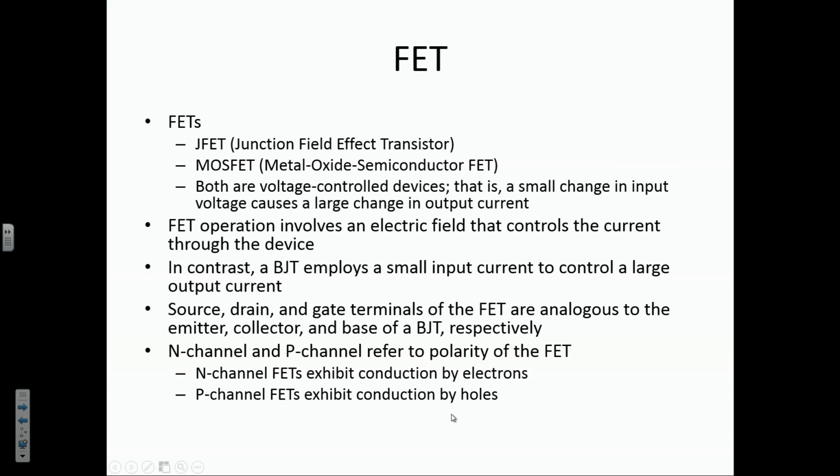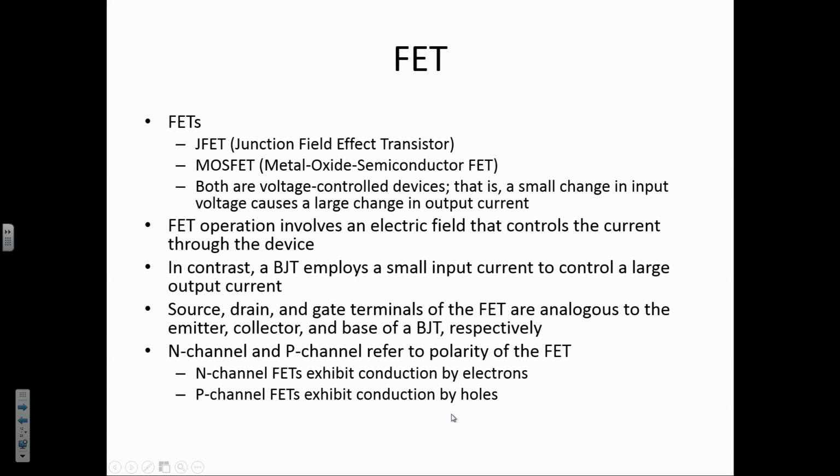All right, so we're just talking about BJTs. Now let's talk about FETs. That's field effect transistors. There are two different types we'll talk about, the junction FET and the metal oxide semiconductor FET or MOSFET, JFET, MOSFET. Both are voltage control devices. That is, a small change in the input voltage causes a large change in the output current. Sounds like a BJT, right? Pretty much does the same thing there.